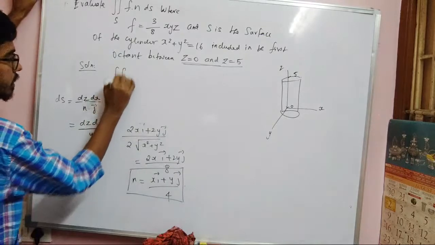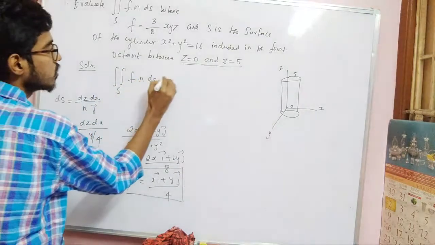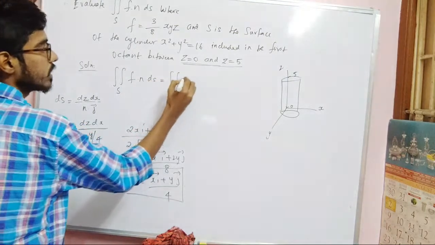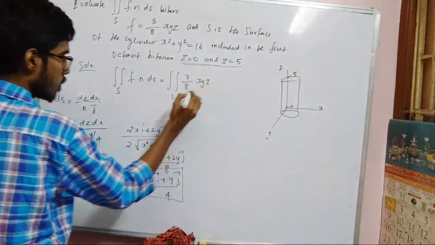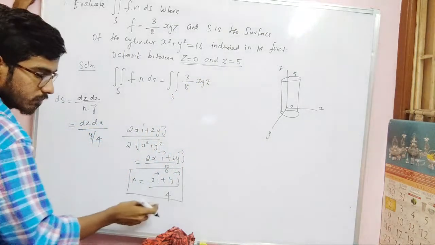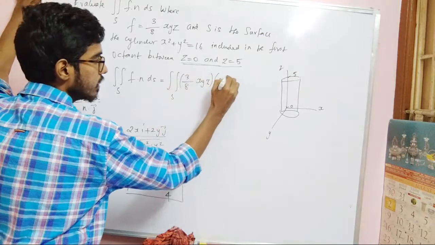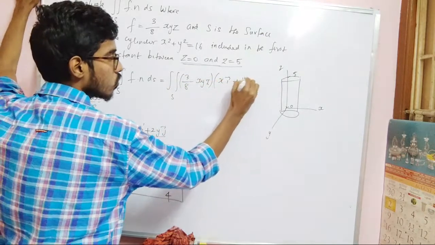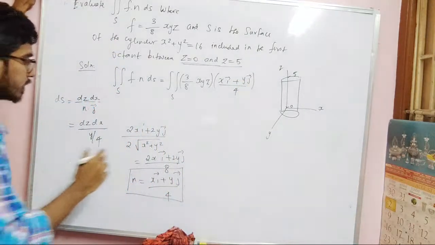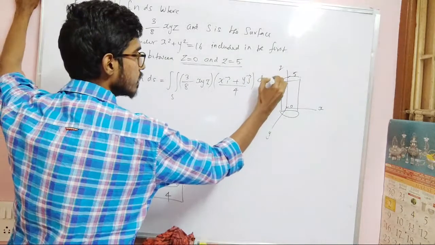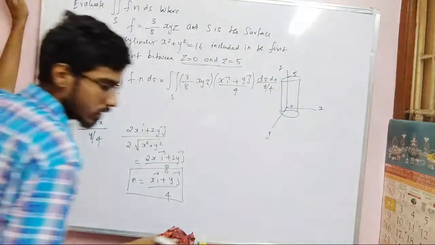So the double integral over s of f dot n ds. Our f is 3 by 8 x y z dot n, where n is x i plus y j by 4, and our ds is dz dx by y by 4.